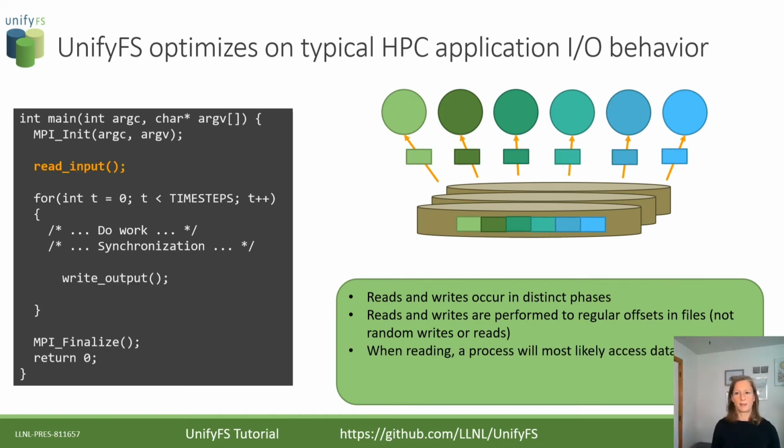The last behavior that is typical of HPC applications, and this is particularly true with checkpoint restart workloads, is that when an application does read during execution, it's most likely going to need the data that it wrote. So if you think about it, if you have your MPI application executing and it's periodically writing checkpoints, when it crashes and restarts, rank 0 is going to need the data that rank 0 wrote in order to restart.